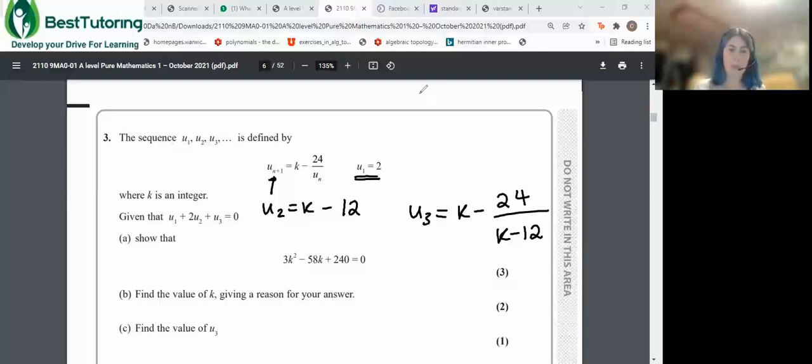Okay, well done, Anusha, that's great. So if you have done A and you believe that you've managed to show this, you can have a look and see if you can find a value of K and think about why that has to be your answer.